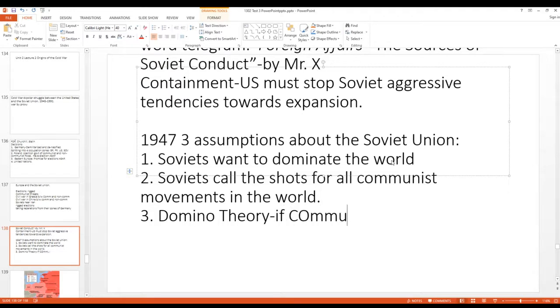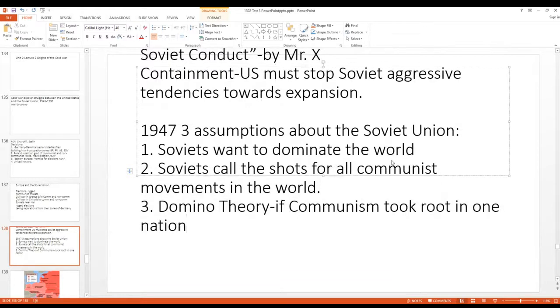If communism took root in one nation, it would threaten its neighbors. So think of this as dominoes falling over. You've all seen dominoes stack up and they fall over.